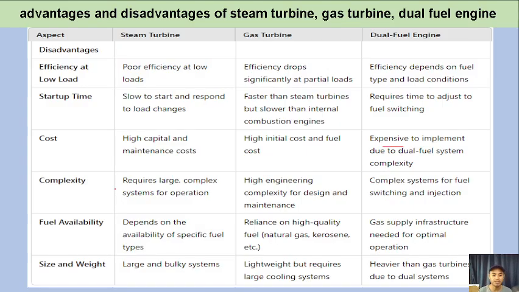So let's talk about complexity. Steam turbine requires large, complex systems for operation. Gas turbines use high engineering complexity for design and maintenance. And dual fuel engine, complex systems for fuel switching and injection. Fuel availability depends on the availability of specific fuel types. Reliance on high quality fuel for gas turbines, and for dual fuel engine, gas supply infrastructure needed for optimal operation. Size and weight: large and bulky systems for steam turbine, lightweight but requires a large cooling system for gas turbines, and for dual fuel engine, heavier than gas turbines due to dual systems.